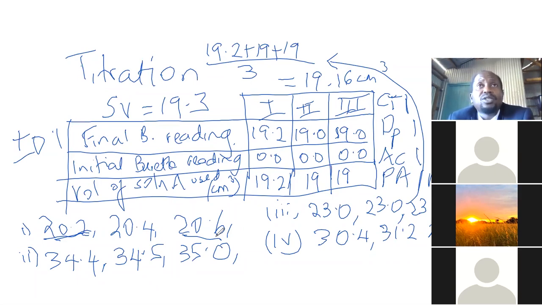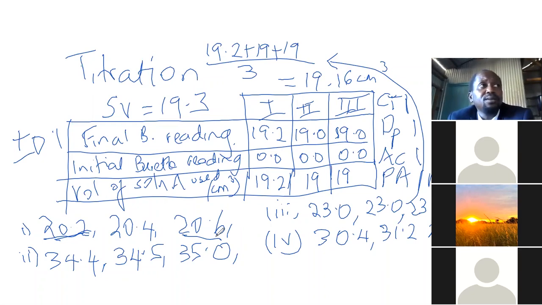The fourth set of values, 30.4, 31.2, 28.0. None of those values is consistent with each other or with another, and therefore there cannot be an average from such values. What does a candidate need to do? Supposing you get those values, you are supposed to perform the titration a 4th time with a lot of keenness.